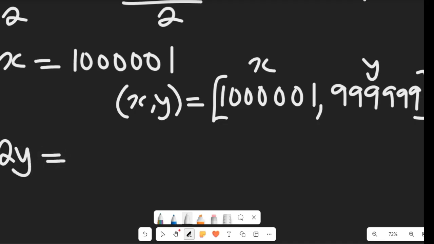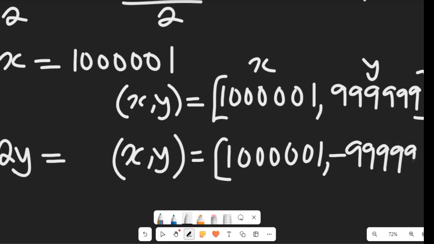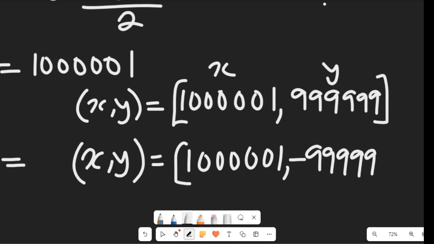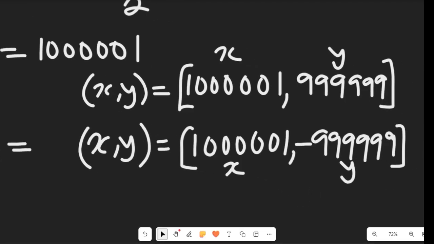Now if I subtract these two expressions, I'll have my 2y, and then my x comma y can be equal to 1,000,001 and negative 999,999 as the second pair. This is x and this is y, from the negative part of that expression. Now we see that I can have 2 ordered pairs of x comma y from this expression.